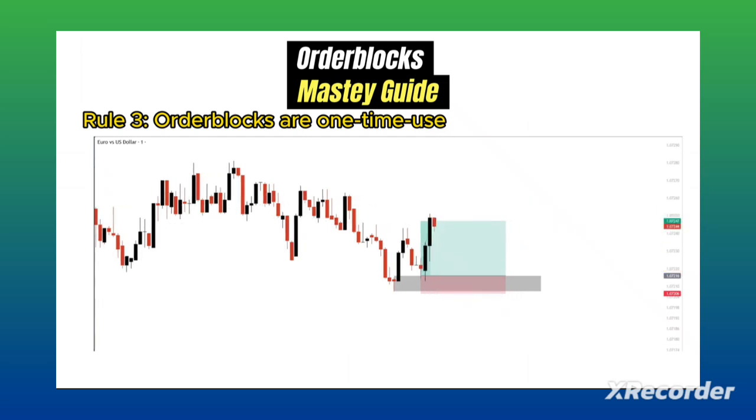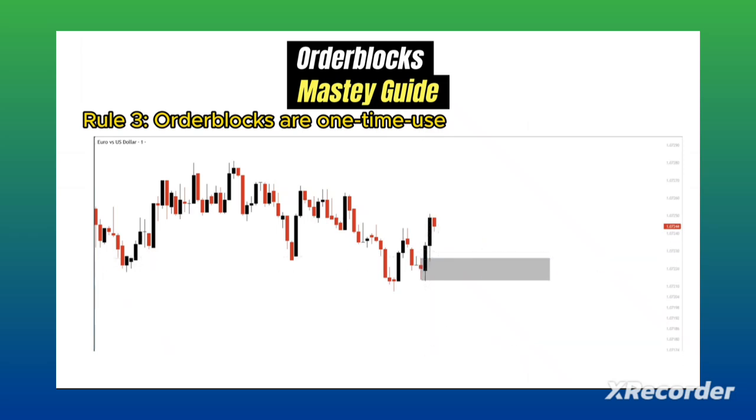Now the second and third rules apply. Let me explain. Notice another impulsive move created right here. Is this another order block? The second rule isn't respected. Notice how this wick fills the order block, so there is not a significant inefficiency created.